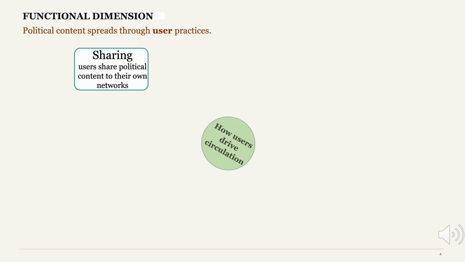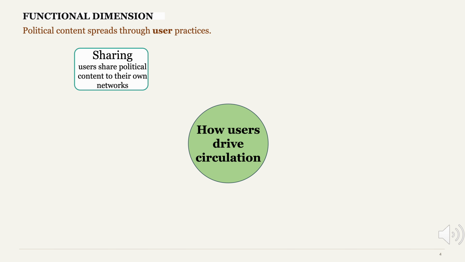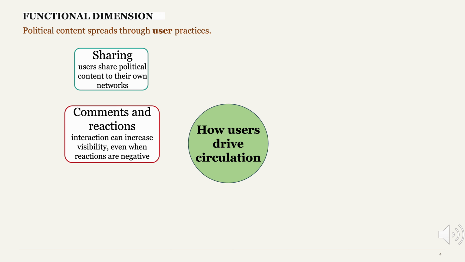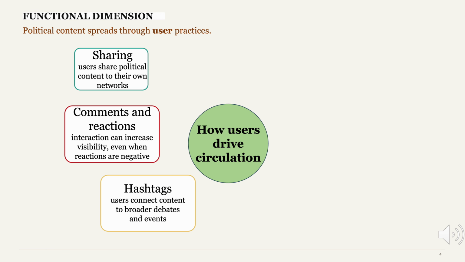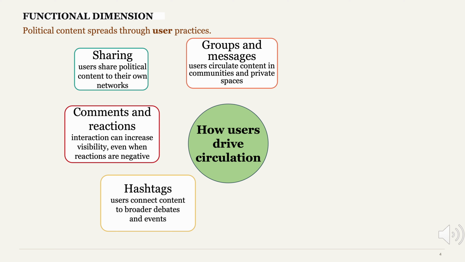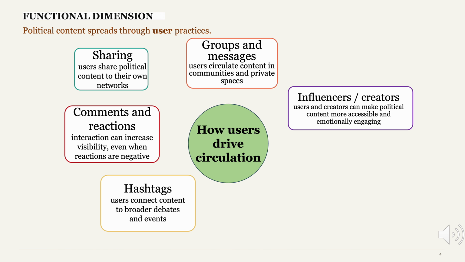Users circulate political information online when they share posts, videos, or links with their own audiences. Users can also increase visibility through comments and reactions, including negative reactions, because these still signal engagement. Hashtags connect posts to broader debates, campaigns, or events. Groups and messages move content into new communities and private spaces, where information may feel more trusted because it comes from familiar users.